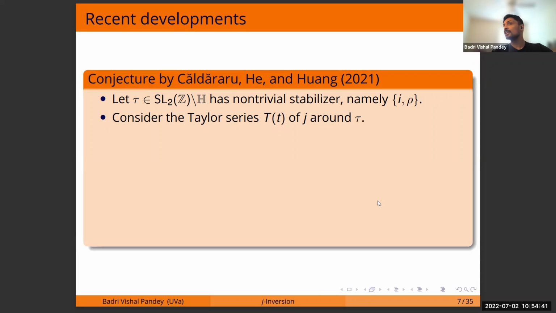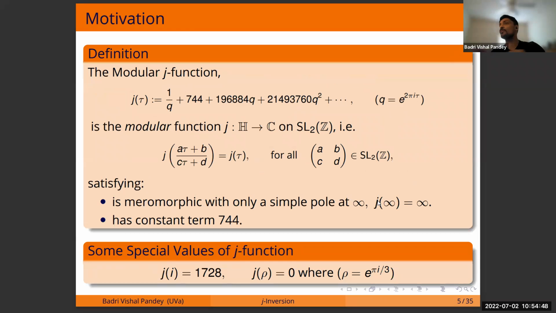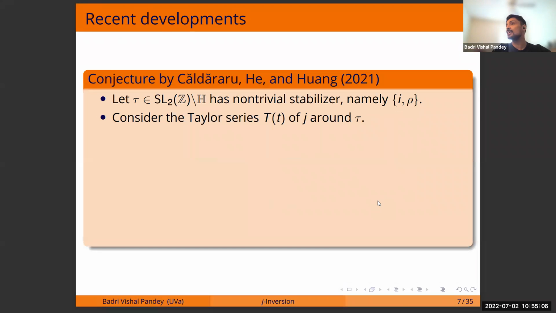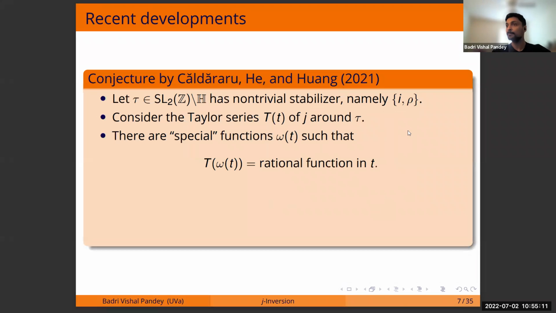So consider the Taylor series of this J function around that tau. I talked about this. You can think of this Fourier expansion as the expansion of J around infinity, right? That's one way to think about it. But what we can do is look at its Taylor expansion around other points, and their conjecture actually talks about that. It says to consider the Taylor expansion of the J function around these 2 points.